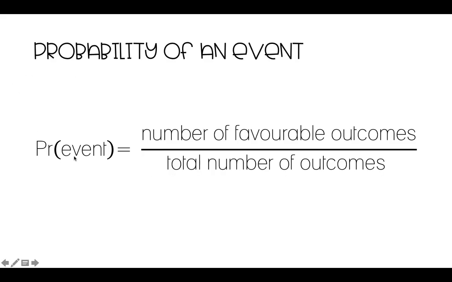So the probability of an event occurring, for example, the probability of rolling an even number on a dice, equals the number of favourable outcomes, so how many even numbers there are on a dice, over the total number of outcomes. So if we're looking at a standard die, we've got 3 even numbers out of a possible 6, so we get a half or 50% chance of obtaining an even number.